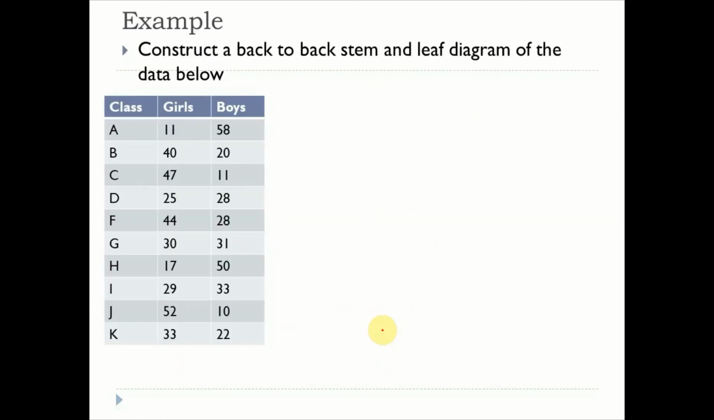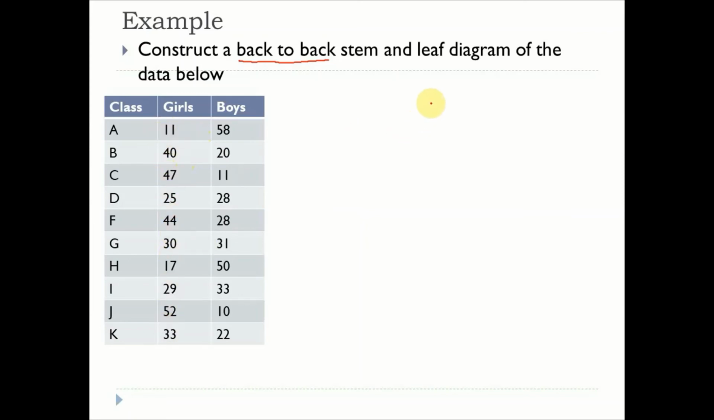Next. Okay, now we go to this is another example. Another example of stem and leaf diagram. They ask us to construct a back-to-back. So now I want to introduce to you the concept of a back-to-back stem and leaf diagram. So ni dia bagi data, ada kelas A sampai K, and then a number of girls, number of boys. So back-to-back stem and leaf diagram maksudnya dia adalah sebelah-sebelah.